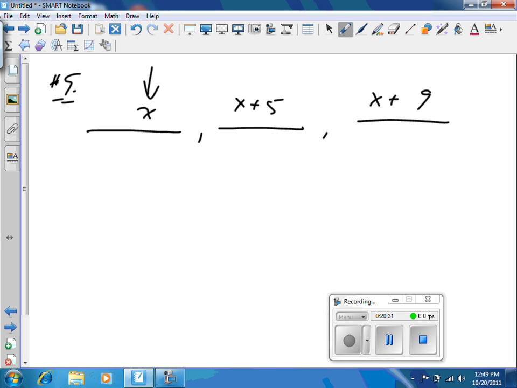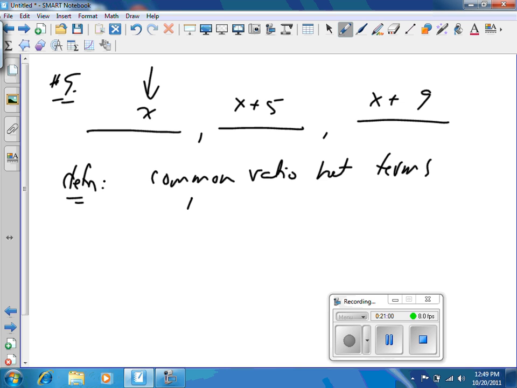I'm going back to the problem. I must have some more information that I don't have down here. x plus 5, x plus 9 are the first three terms. Got that. In a geometric sequence. What's the definition of a geometric sequence? Common ratio between terms. What's that mean? That means that term 2 is to term 1 as term 3 is to term 2.